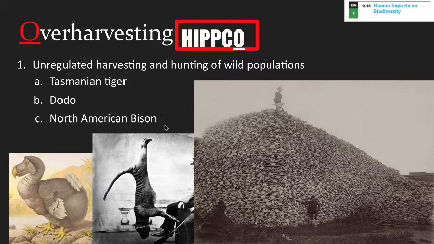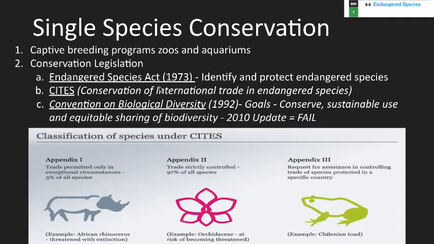The O is overharvesting. This could be overfishing or overhunting. We discuss those in a lot more detail later in the course. However, these are things we've seen before. The North American bison was almost hunted to extinction. The dodo was. The Tasmanian tiger was. So we've done it before. We almost did it again, and we'll continue to do it till we understand how important it is to monitor these populations and protect them.